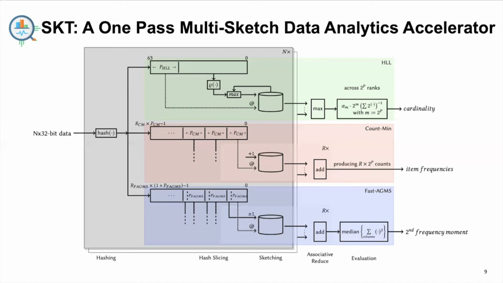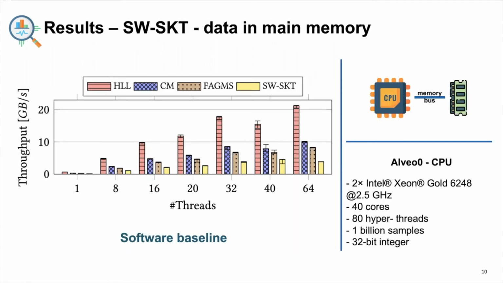In the following, I will present our system's evaluation for the software implementation we did on the CPU and the hardware implementation we did on the FPGA, with data residing either in the main memory of the CPU or coming from the TCP/IP network. For the software evaluation, with data residing in the main memory of the CPU, we have benchmarked each algorithm individually: HyperLogLog in red, CountMin in purple, and FastAGMS in brown, and all three algorithms working together under software SKIT in yellow. On the y-axis, you can observe the throughput in gigabytes per second, whereas on the x-axis, you can observe the number of threads allocated for compute.